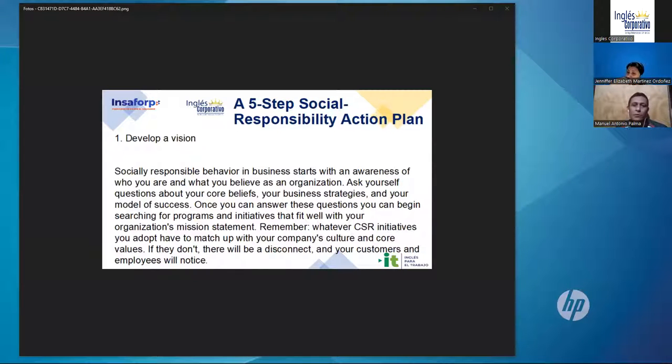This is interesting because I think you can have a problem. Normally these types of programs like CSR are oriented to improve and help society and the community. But in this step, number one, your program has to match your company's culture.